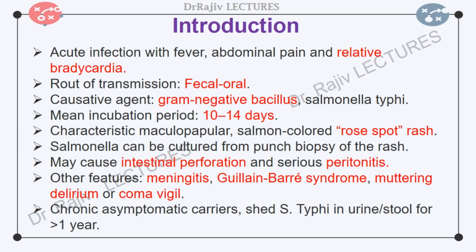In the surgical arena, typhoid fever causes an enteritis that may lead to perforation of an intestinal typhoid ulcer and a serious peritonitis. Neurological complications such as meningitis, Guillain-Barré syndrome, and neuropsychiatric symptoms like muttering delirium or coma vigil may also occur. 2 to 5% of patients become chronic asymptomatic carriers, releasing Salmonella typhi in either urine or stool for more than 1 year. Chronic carrier state is more common among women.